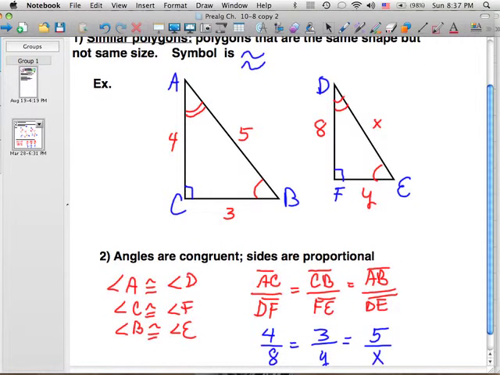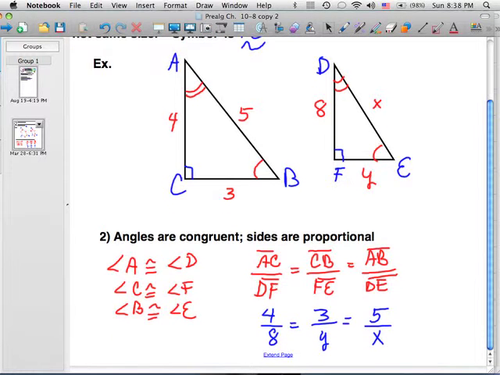So the angles are equal. Angle A would equal angle D, angle C would equal angle F, and angle B would equal angle E. And the sides are proportional. AC to DF is the same as CB to FE, and that's the same as AB to DE. And if I know two sides of each triangle, then I can figure out the proportion.